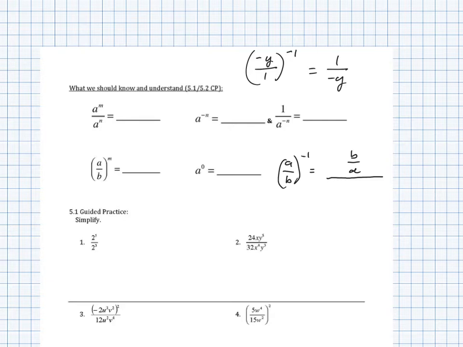So what things do we know? Let's quickly do this one. a to the m over n is going to be a to the m minus n. a to the negative n is 1 over a to the n. What is 1 over a to the negative n? a to the n over 1, that's fine. Then a over b to the m is a to the m over b to the m. And then a to the 0 is 1.